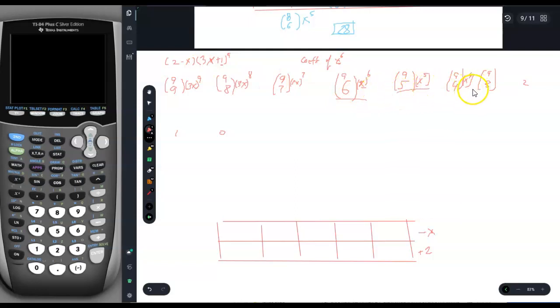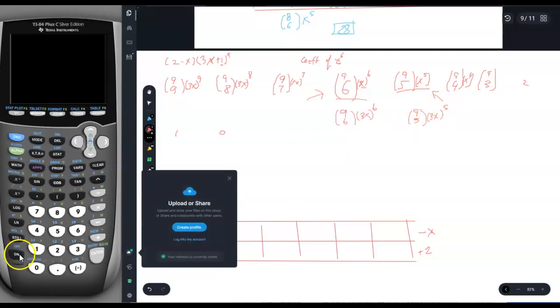x to the 4th, actually it's too small, right? x to the 4th times x would only be x to the 5th. x to the 4th times 2 would be too small also. So, if we think about it a little bit, we only are going to use these two terms, and the other terms are too big or too small, okay? So let's fully develop these two terms now. So it would be 9 choose 6, 3x to the 6th, and 9 choose 5, 3x to the 5th. So let's see, 9 choose 6.